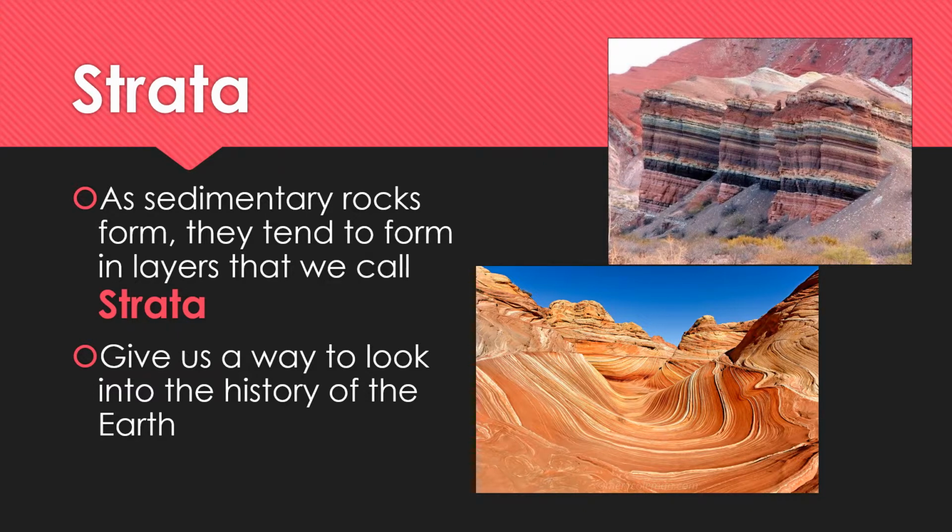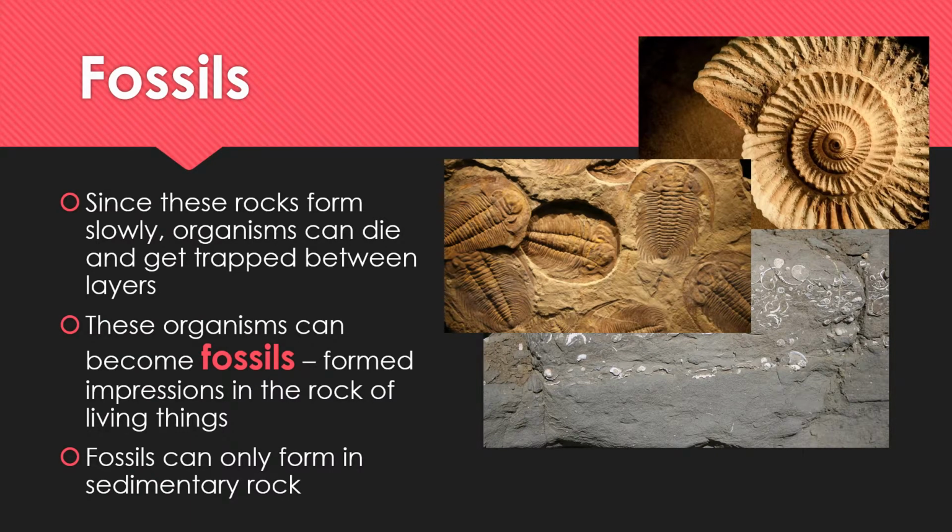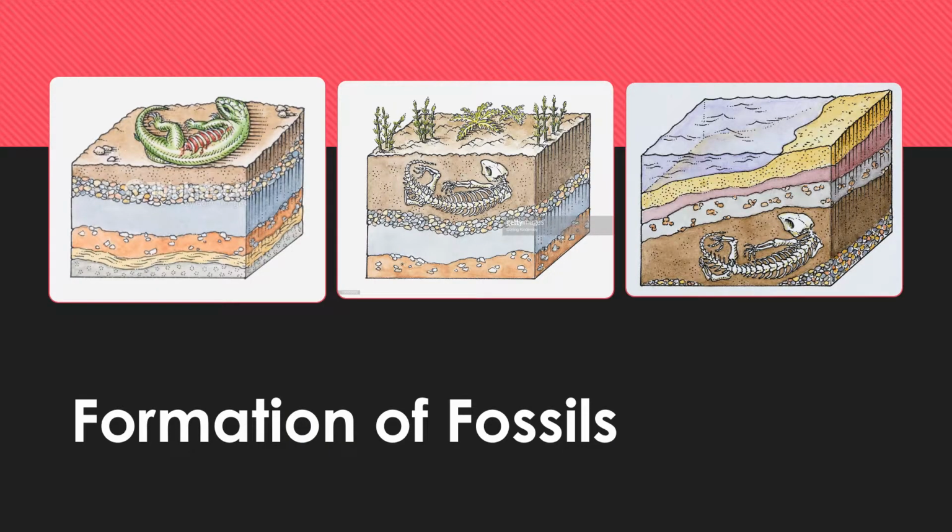Layers are a key thing that you notice right away when you look at sedimentary rock. Sometimes these layers are called strata, and they help us when we're looking at the history of the earth or when we're looking at fossils. Fossils are actually living organisms that get trapped between the layers, either when they die or before, and as they die, they leave an imprint inside the rock. That's what a fossil is, an impression, an imprint of living things inside rock. These can only be seen in sedimentary rock because you have that very slow process and layer building on layer. The living things get trapped in between the layers, as we can see here in this picture.